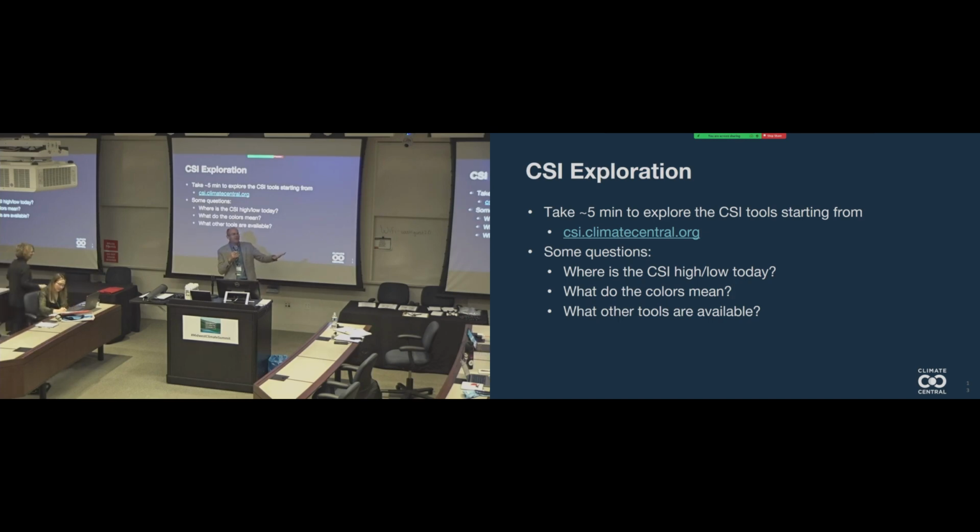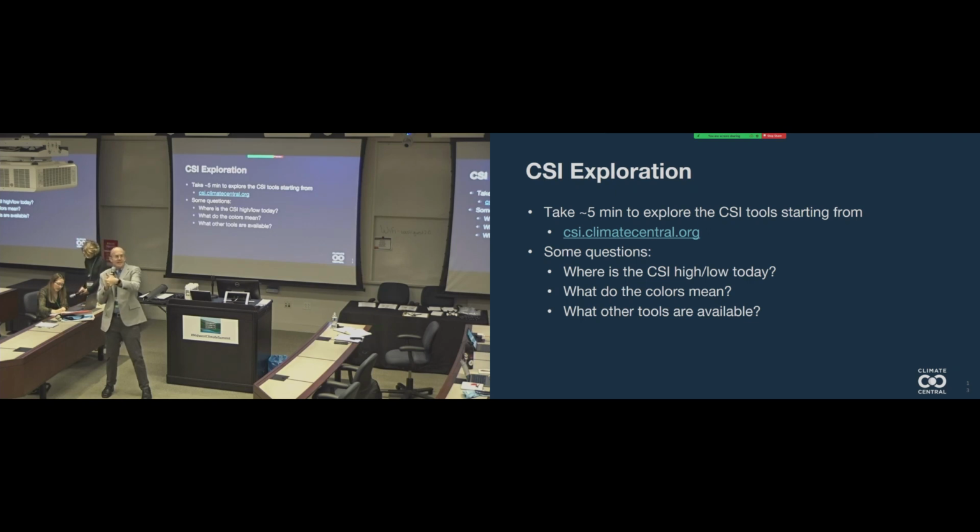Does somebody want to characterize a few places that they saw where CSI was high or low? Any volunteers? Anything stick out? Yeah, in the front. South Sudan, Kenya, Ethiopia. But a big orange blob in Africa. Was it high or low there? High, more likely.